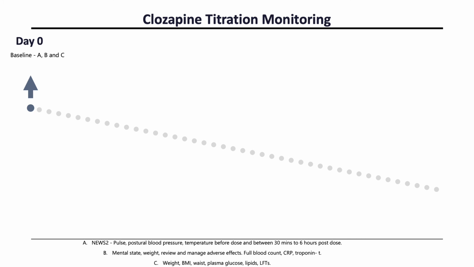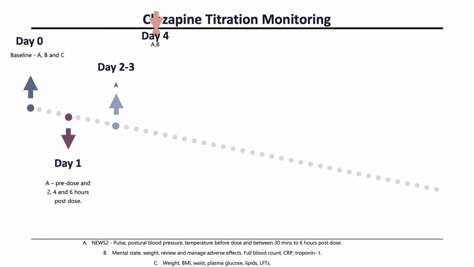So beginning on day 1, first day of the dose, you're going to do a NEWS 2, which is pulse, postural blood pressure, temperature before dose, and then between 30 minutes to 6 hours post-dose. However, because it's day 1, we're also going to do it at 2 hours and 4 hours. So 2 hours, 4 hours, and 6 hours post-dose. On day 2, we're just going to do a NEWS 30 minutes before the dose and then 6 hours post-dose. Depending on the titration regime, that could be done twice daily.